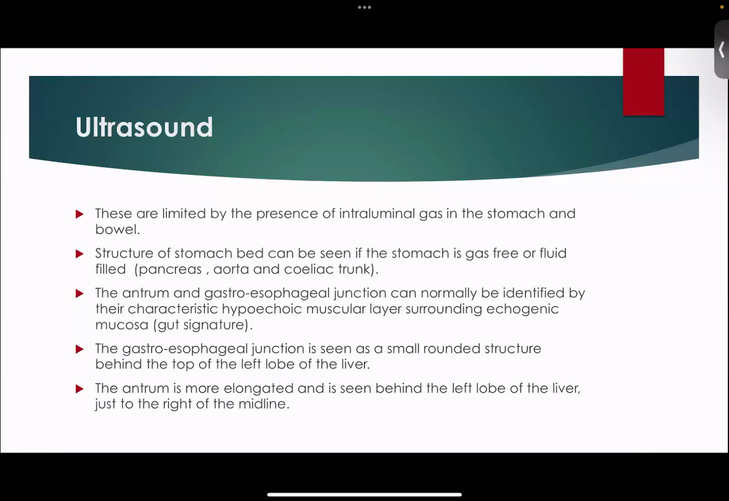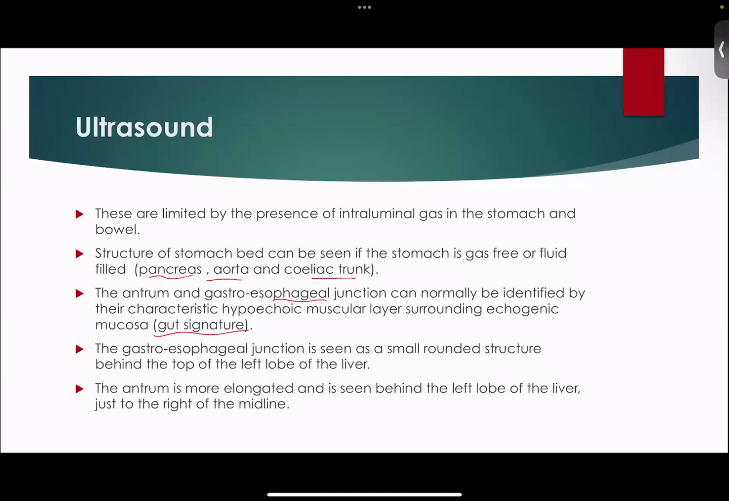Of course, we can also see the stomach bed structures if the stomach is gas-free or fluid-filled, such as the pancreas, aorta, and celiac trunk. The other part we can see with the antrum is the gastroesophageal junction, normally identified by its characteristic hypoechoic muscular layer surrounding echogenic mucosa. This is the gut signature sign. We will talk about it.